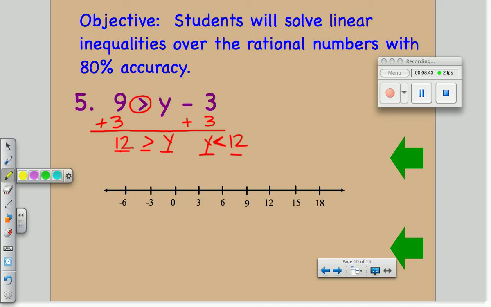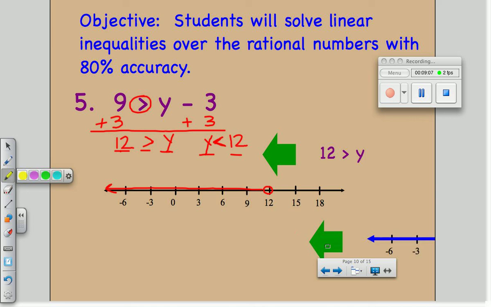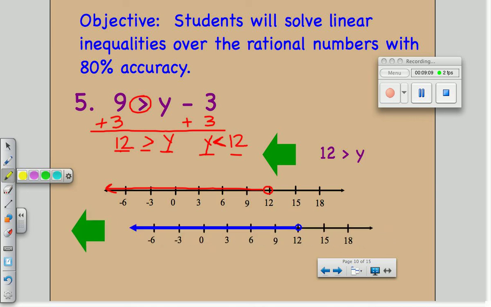So I graph my 12. 12 is not a possible solution, so I do not bubble it in. 12 is not less than 12. So I don't bubble that in. And all the numbers less than 12 are this way on the number line. So I graph this way. So your answer should have been 12 is greater than y. And your graph should look like this.